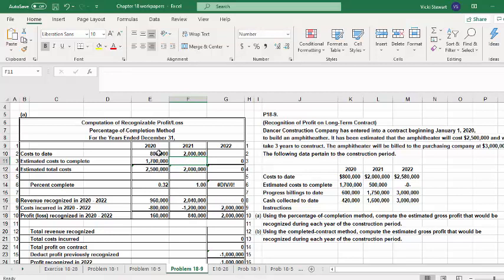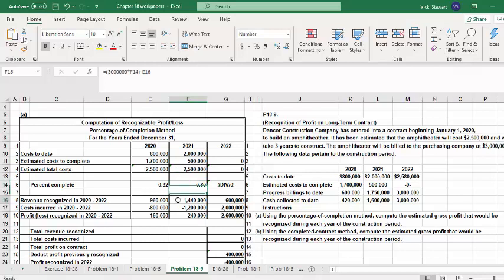At the end of 2021, we have costs to date of $2 million, and that includes the cost for 2020, the $800,000, as well as the additional $1,200,000 we incurred this year. We estimate that it will cost $500,000 to complete the contract. So at this point, we are still on track to complete it at the original cost. We are now 80% complete, determined by dividing the $2 million by $2,500,000.